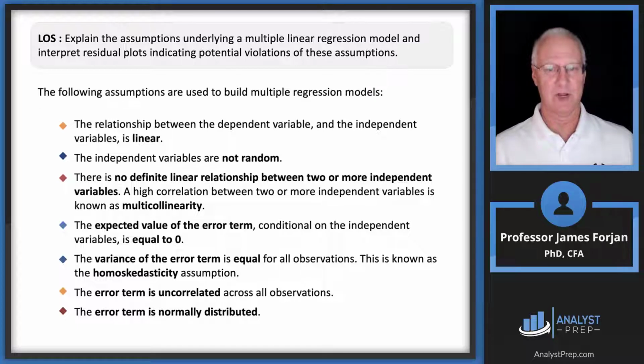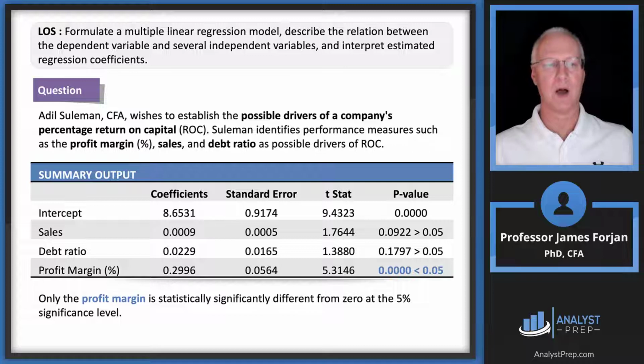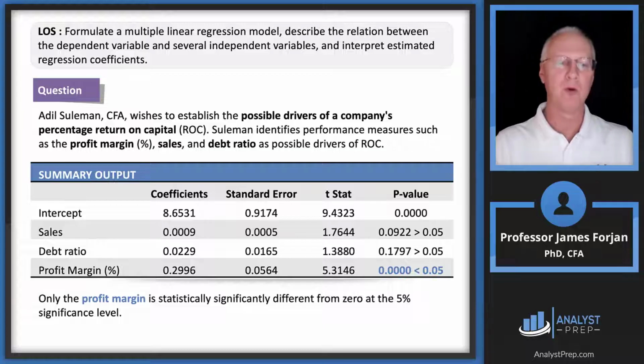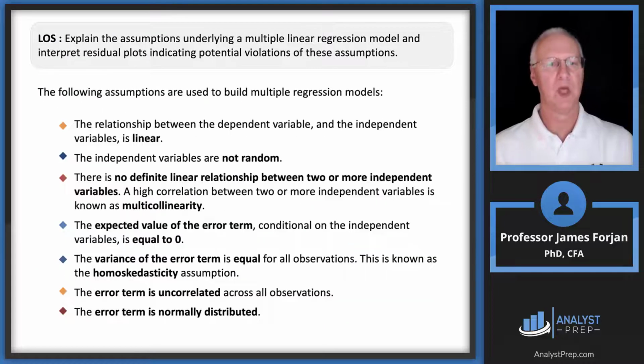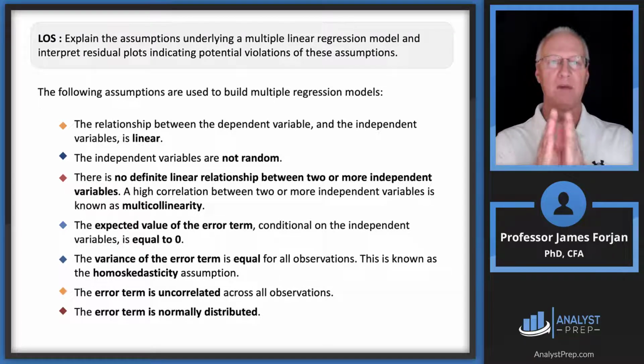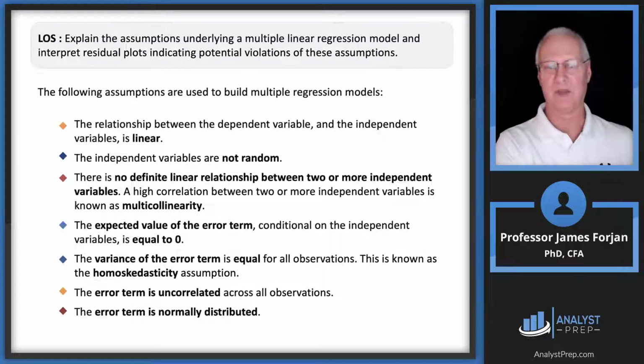Expected value of the error term is equal to 0. This simply means that we know that we're going to make mistakes in our model. Let's just go back here to this model. We know we're going to make mistakes in sales and debt ratio and profit margin. Those 3 independent variables are not going to perfectly predict the percentage return on capital, right? So we're going to make some mistakes. So the expected value of the error term simply means that the mistakes that we make on this side offset the mistakes that we make on this side. Expected value of the error term is equal to 0.